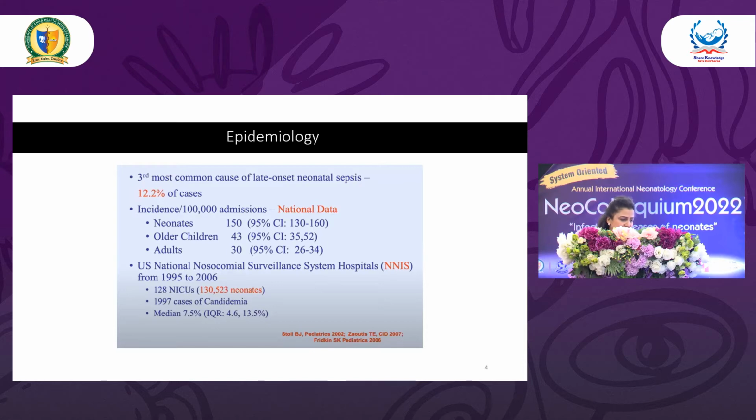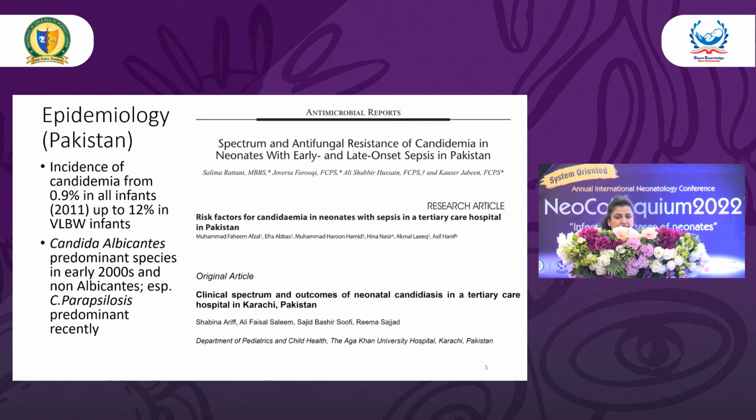The NNIS of the CDC does the nosocomial surveillance of US hospitals, and this is old data up to 2006, which shows that in 128 NICUs, there have been 1,997 cases of candidemia with a median rate of 7.5%. Very little work has been done around fungal infections in Pakistan. I have tried to highlight a few salient articles, and my apologies to the specialists here who have published in this area previously, but I'm not showing it here.